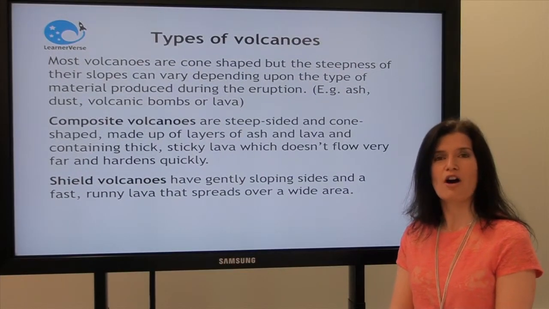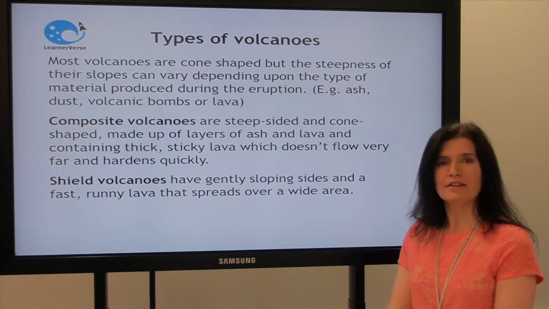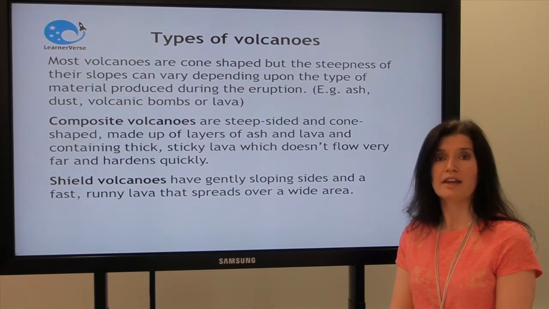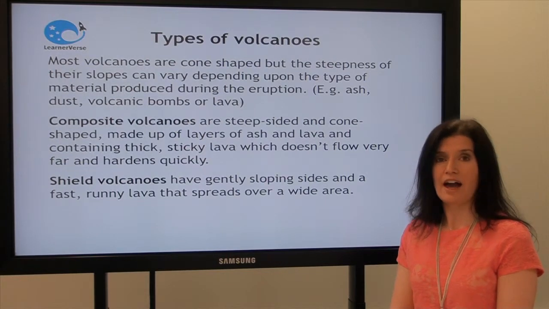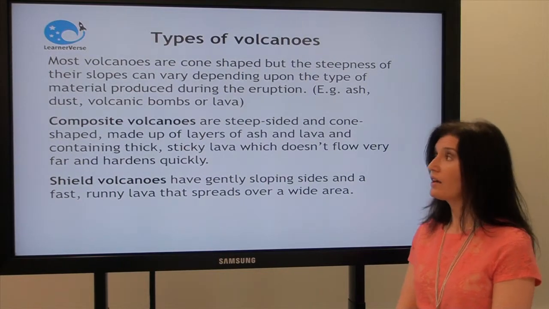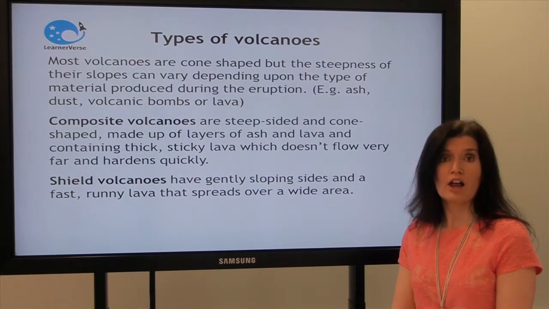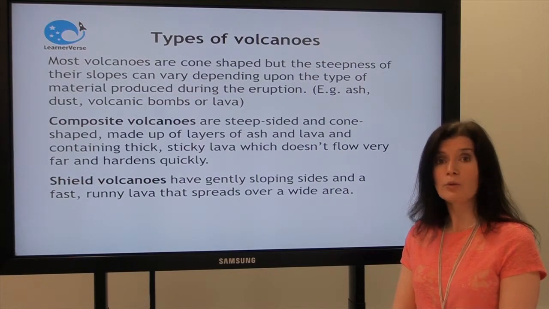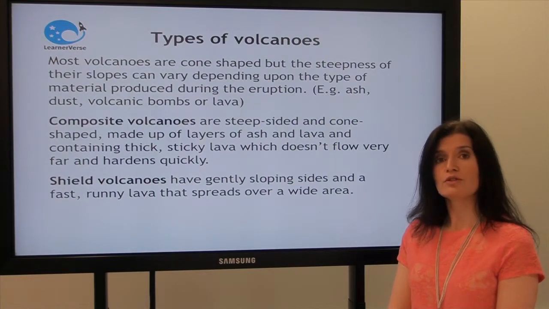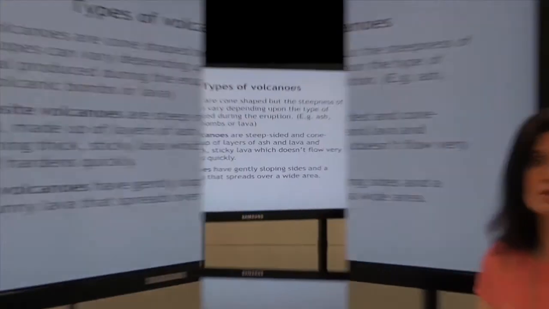Most volcanoes are cone-shaped. It all depends on the type of material that they produce when they erupt. It can be steam, ash, gas, dust, volcanic bombs or lava. Lava can be thick and flow slowly or thin and run quickly. This can produce two different shapes of volcanoes.